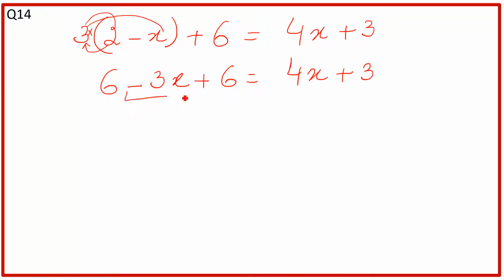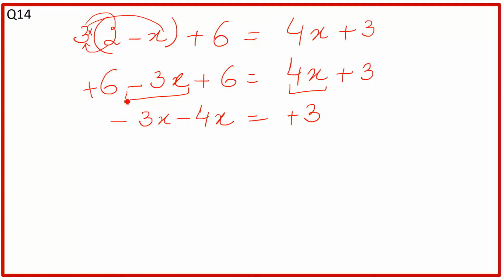Now see, we will keep this negative 3x on the left hand side, and we do not have any other x here. On the right hand side, the other side of the equation, we have 4x, so we will take the transpose, meaning we will take this 4x to the left hand side and the sign will change. It will be negative 4x. Here on the right hand side we have only 3 left. This is positive. If you want, you can write it down, but if there is no sign, it means it is positive. These two are constants. This is positive 6, no sign, it means positive.